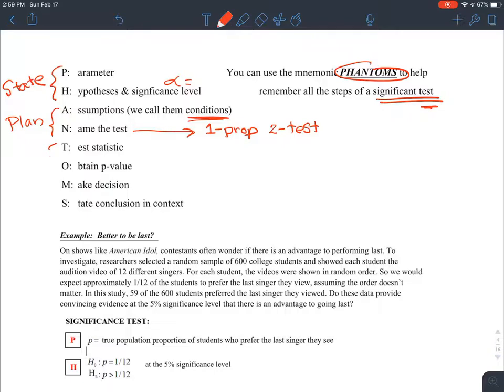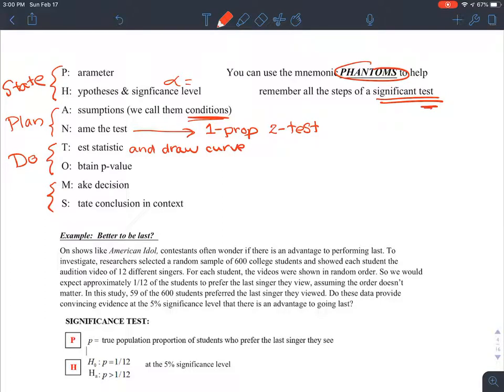Now, these are the 2 parts that we have not done yet. We haven't learned how to get the test statistic, and the other thing we're going to be doing is drawing the curve as part of that test statistic. That's the z-score, and then we're also going to get a p-value. That's the do step.